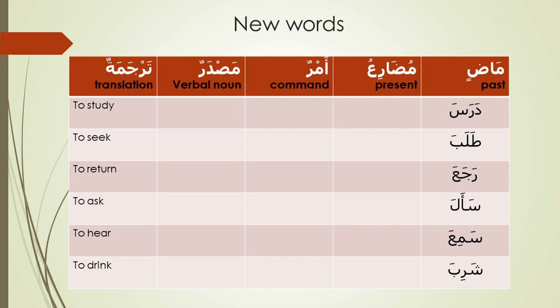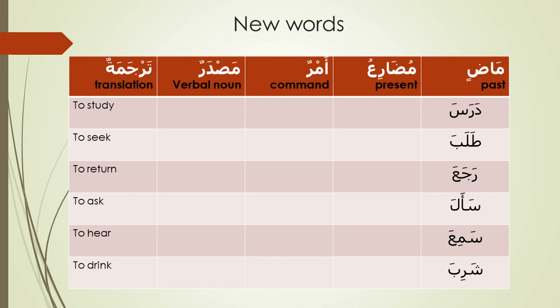Talaba is to seek. So talaba, this is where talib comes from. Talib, which they say is a student, is actually a seeker. Talibul ilm is a seeker of knowledge. It's not a student of knowledge, because he can be a talib of something else. He can seek something else. So talaba is to seek.